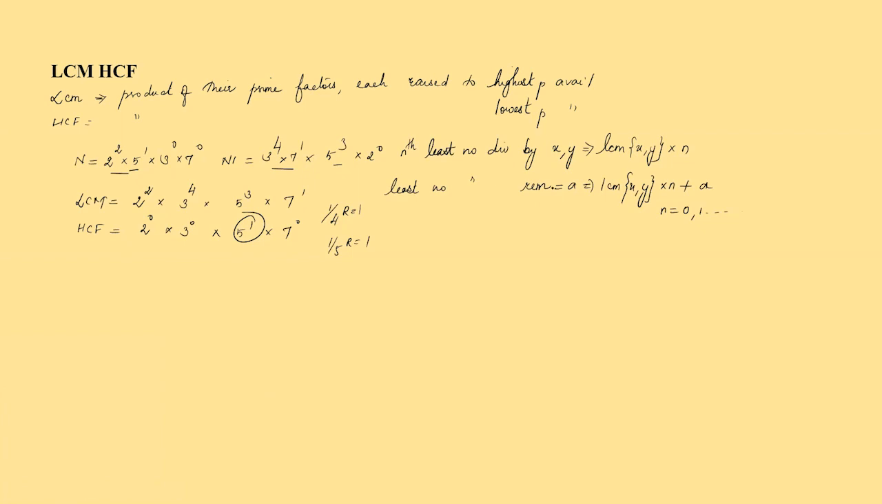So the least number which when divided by 4 and 5 leaves a remainder of 1 would be nothing but LCM of 4 comma 5, 20 into 0 plus 1. Next will be 20 into 1 plus 1, 21. 20 into 2, 40 plus 1, 20 into 3, 60 plus 1, and so on. The numbers will go on like this.